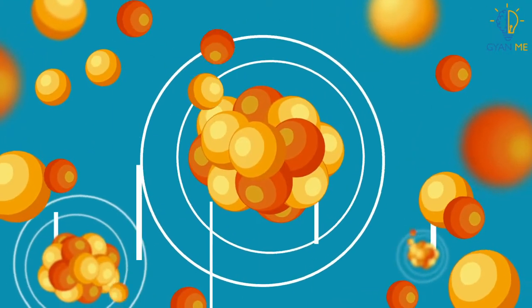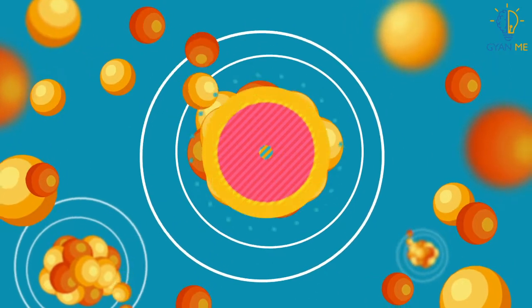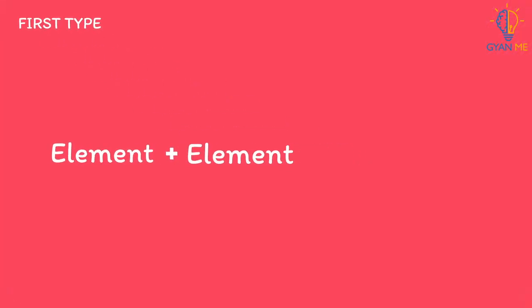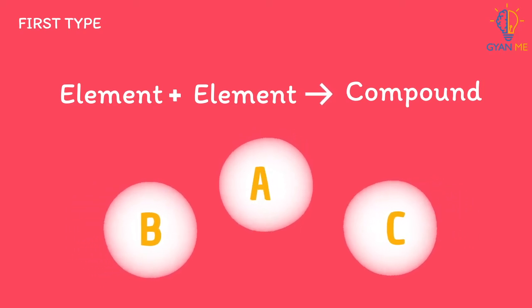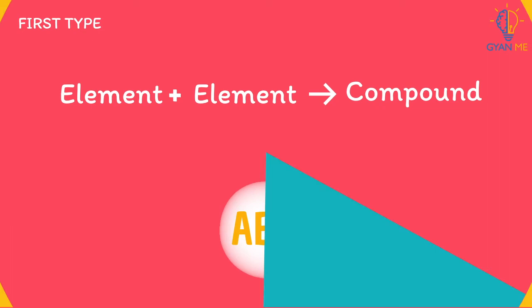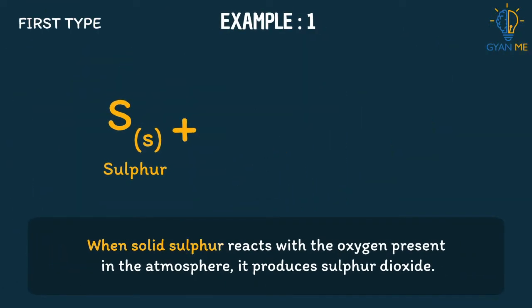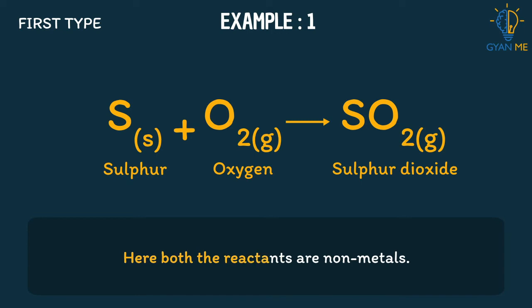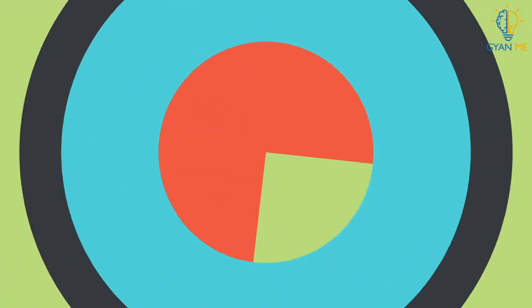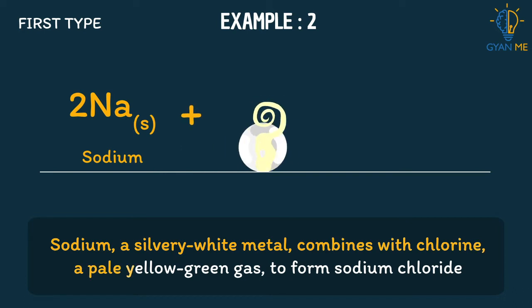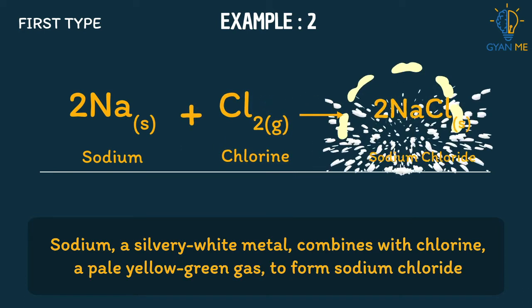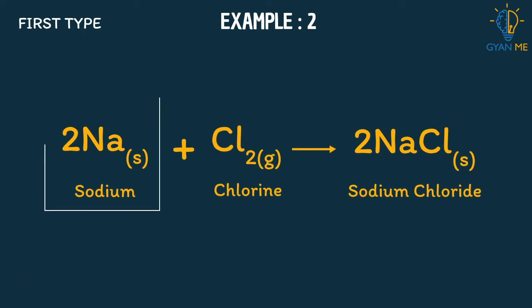Depending on the chemical nature of the reactants, there are three classes of combination reactions. The first one is element plus element gives compound. In this type of combination reaction, two or more elements react with one another to form a single compound. Let's see an example. When solid sulfur reacts with the oxygen present in the atmosphere, it produces sulfur dioxide. Here both the reactants are non-metals. Let's see one more example. Sodium, a silvery white metal, combines with chlorine, a pale yellow-green gas, to form sodium chloride. Here one of the reactants is metal, that is sodium, and the other one is non-metal, that is chlorine.